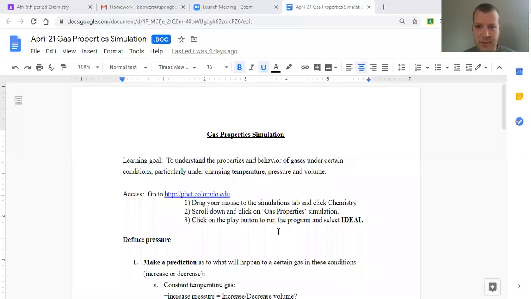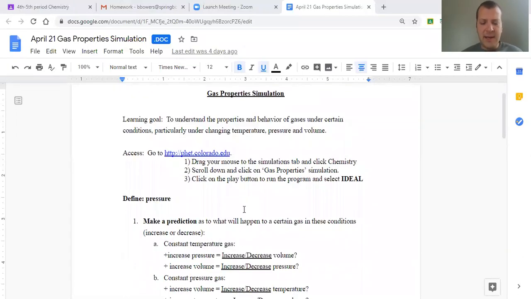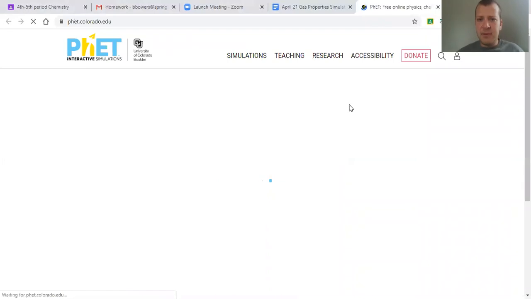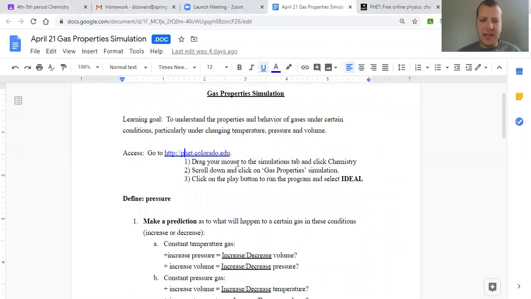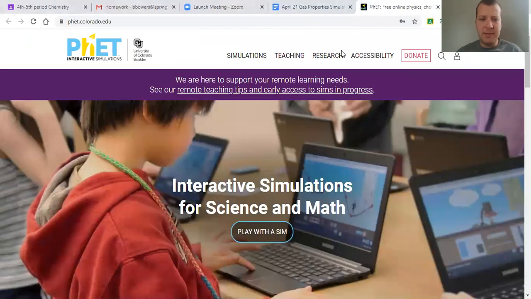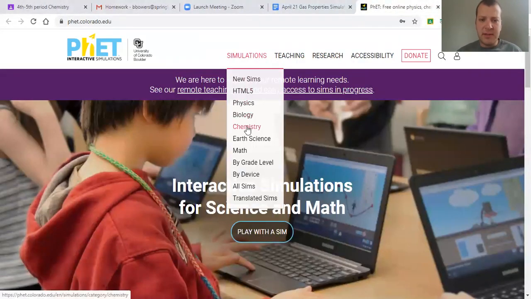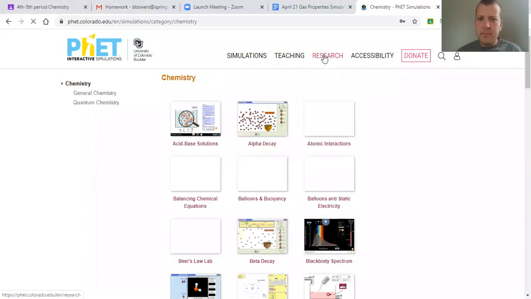All right, so hopefully you can see my worksheet screen. This is what you guys are all seeing. This was your homework for today. I described how to do it, but I will do it again just so you can see what I am doing. To access it, you plug in this website, you type that in, and it pulls up this. To look back, it says drag your mouse to the Simulations tab and click Chemistry. Scroll down, click on Chemistry.